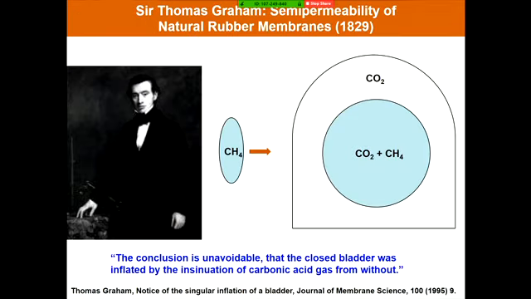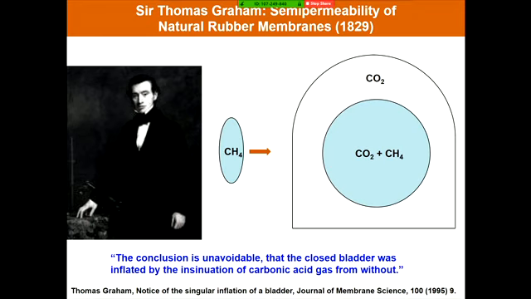Another key figure in the history of membranes is Sir Thomas Graham. We owe our modern understanding of the mechanism of gas and, in fact, water and ion transport through membranes to his original hypotheses. And Sir Thomas Graham was doing an experiment with natural rubber balloons. So these come out of rubber trees that can be slightly vulcanized. And he had filled one of them partially with methane, and was studying the inflation of this bladder or balloon by putting it in an environment in a bell jar that was filled with carbon dioxide.